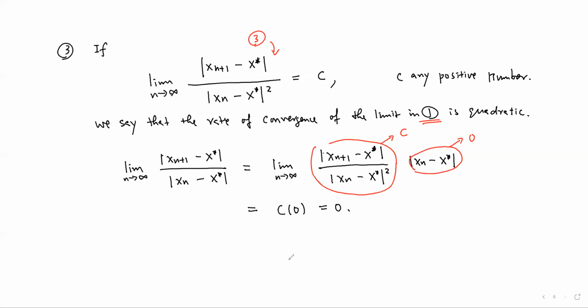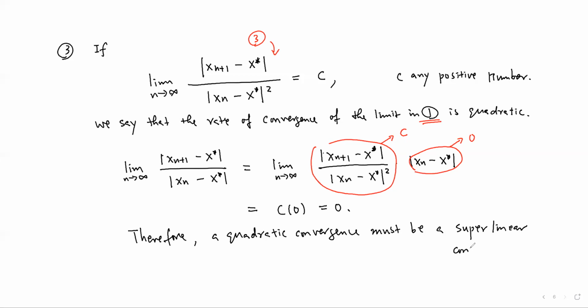Therefore, the conclusion: quadratic convergence must be a superlinear convergence. Yeah, this is quadratic convergence. In general, let me extend quadratic convergence.